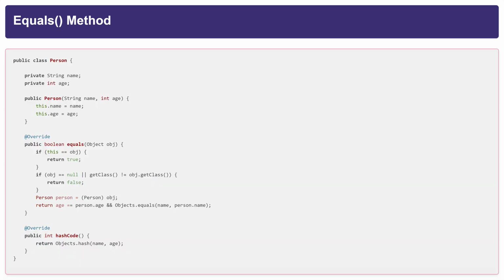Here is an example of how the equals method can be overridden in a class representing a person. The Person class has two fields, name and age. The equals method compares the name and age fields of two person objects to determine if they are equal. The hashCode method is also overridden to maintain the contract between the equals and hashCode methods.